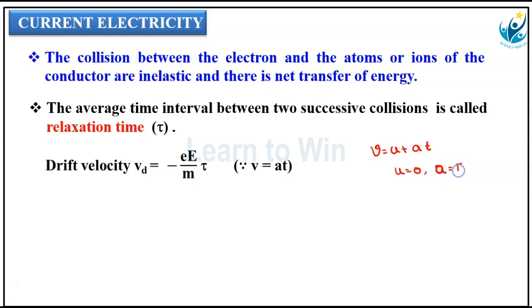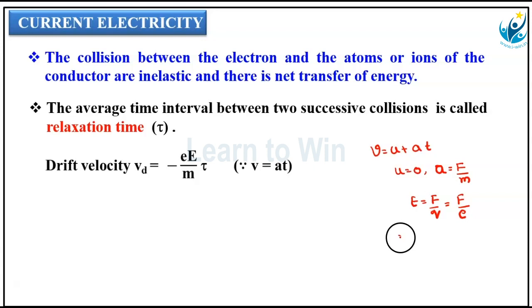a equals F by m. This acceleration is caused due to the electric field. From the electric field intensity definition, E equals F by q, where q is the charged particle's charge. Here the electron is the charge, and its charge is e.